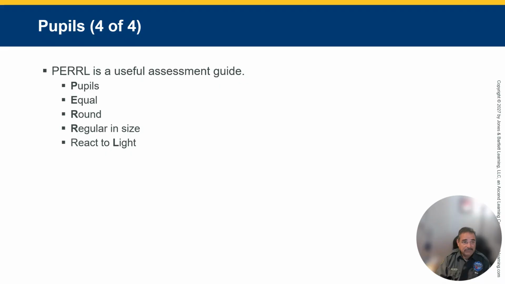All right, so PERRLA is a useful assessment guide for the eyes. Pupils are equal, round, regular in size, and react to light. PERRLA, P-E-R-R-L-A. Pupils are equal, round, regular in size, and react to light. Good stuff. It's a good way to describe it in your reports.